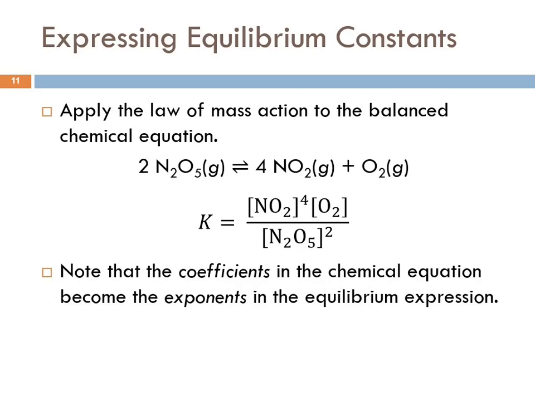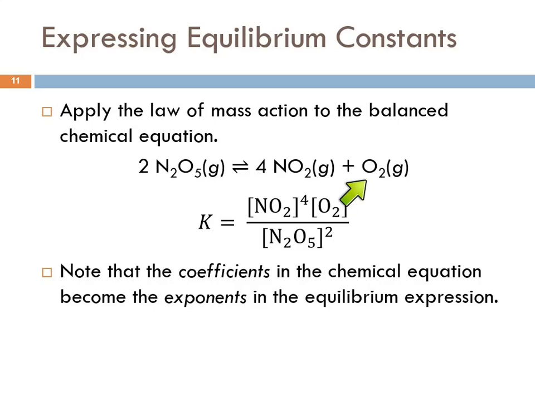Well, let's look at a specific chemical equation. 2N2O5 is in equilibrium with 4NO2 and 1 oxygen. We can write an equilibrium expression for this reaction. The equilibrium constant is going to equal the concentration of the products. So we've got NO2. So we put that in brackets. It's the molar concentration. The coefficient is 4. And so this concentration is raised to the 4th power.